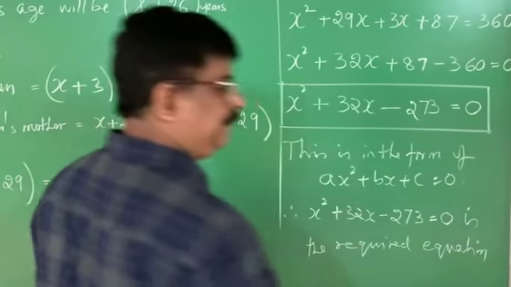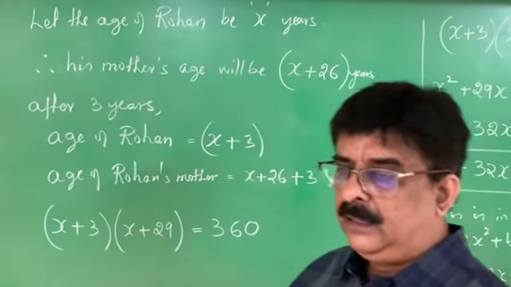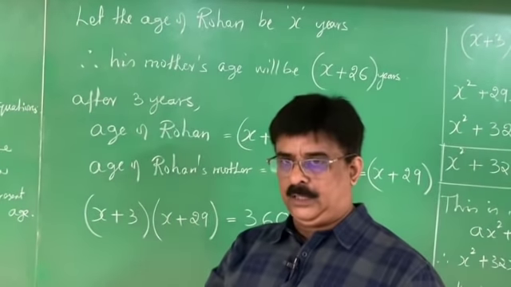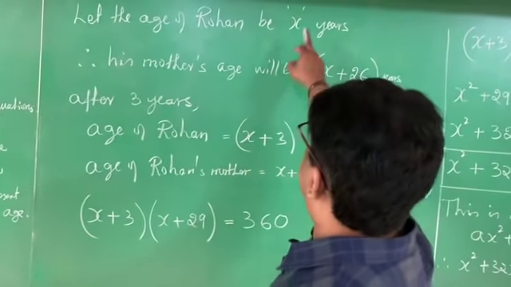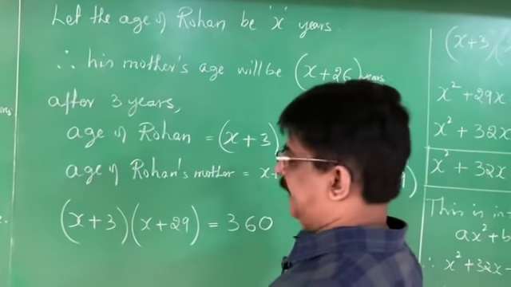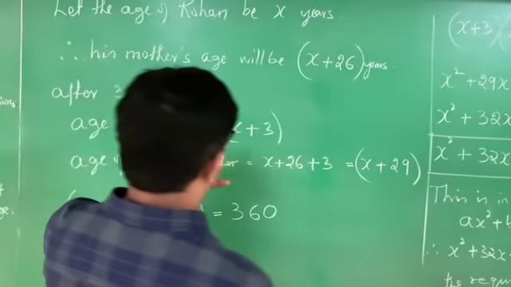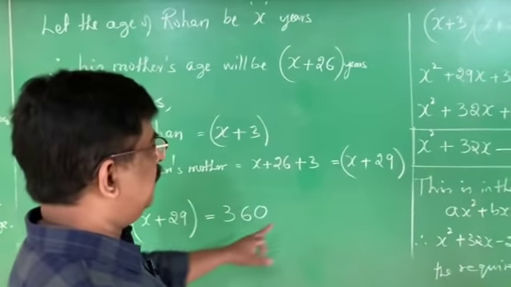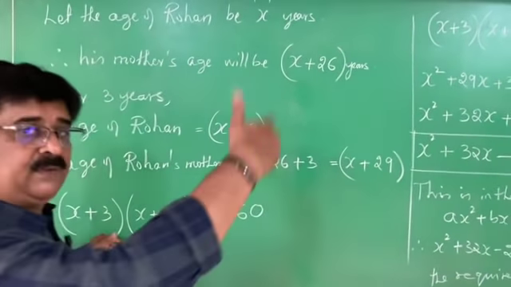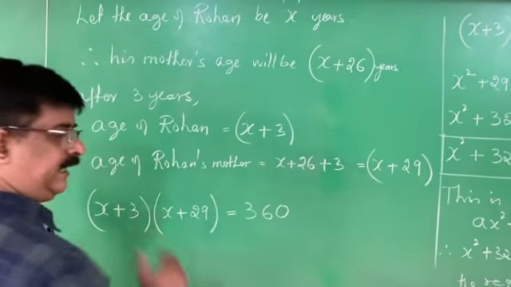I repeat once again. Rohan and his mother. Rohan's mother is 26 years older than Rohan. I kept Rohan's age as x. Therefore, his mother's age will be x plus 26. After 3 years from now, Rohan becomes x plus 3, and Rohan's mother becomes x plus 29. The product of their ages after 3 years from now becomes 360. I got a statement in the form of an equation.